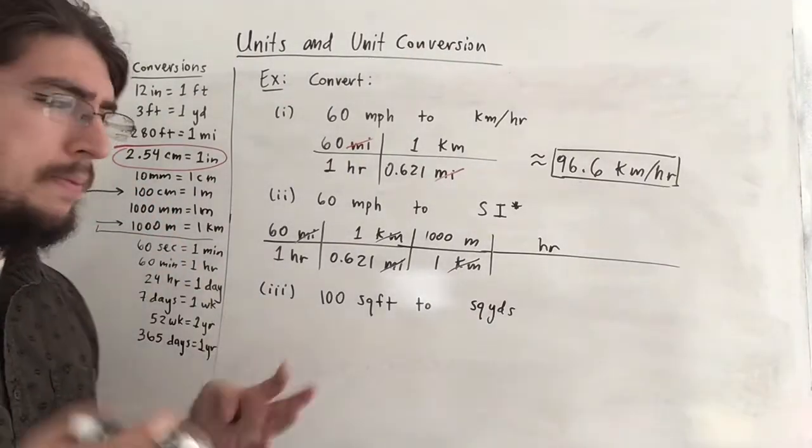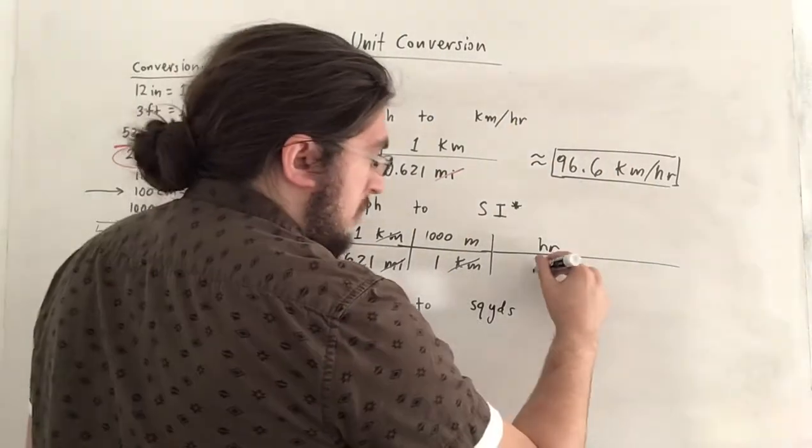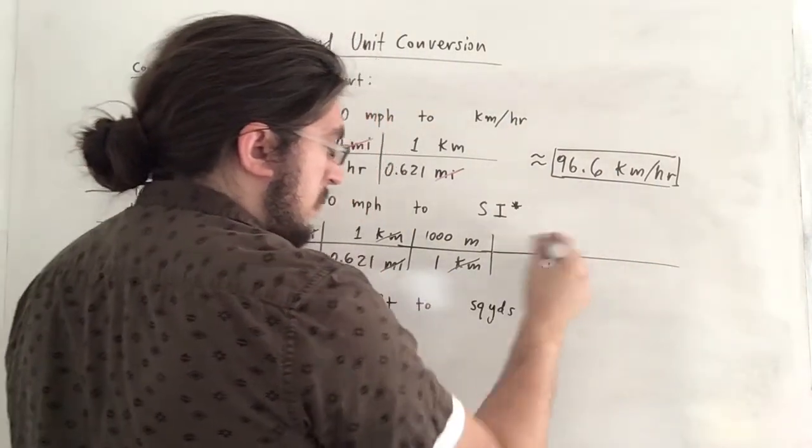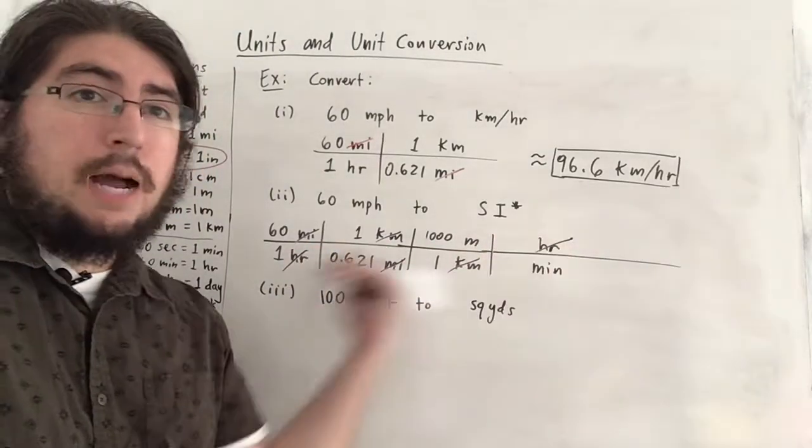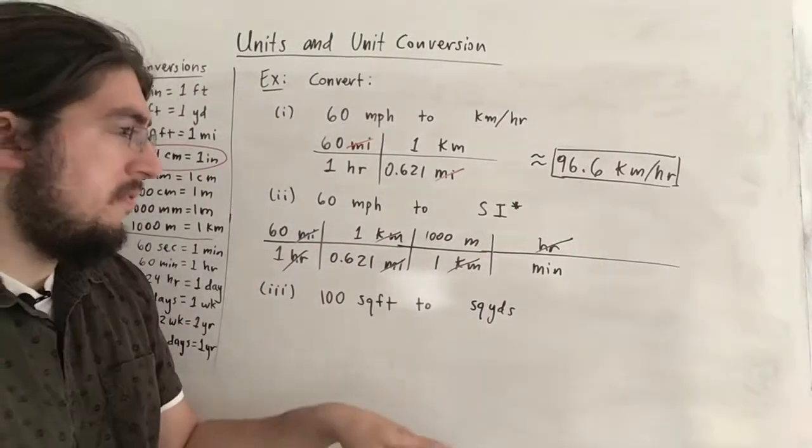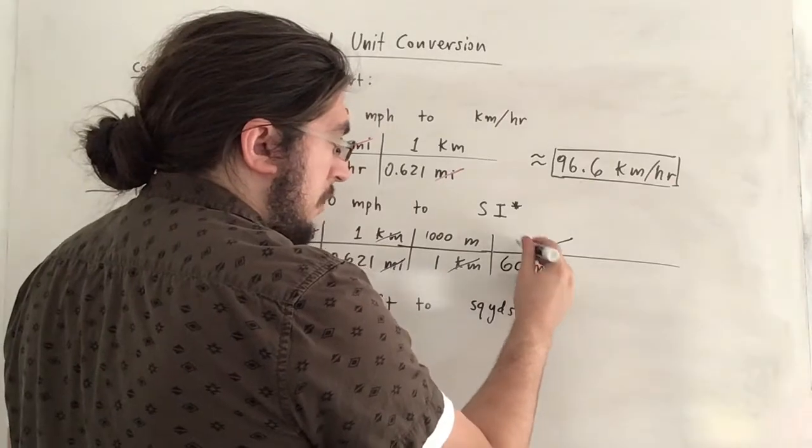What I'm going to do is step by step to be more detailed. So I'm going to pass through minutes first, so that the hours cancel. Notice this has to be on top to cancel because it's on the opposite side of the fraction. There's 60 minutes in 1 hour like this.